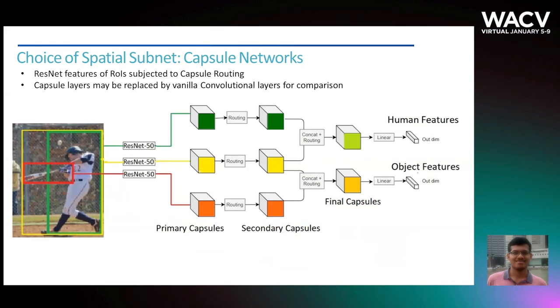The primary and secondary capsule layers generate capsules out of visual features obtained from the backbone module. We concatenate the capsule features from the global hull of the scene to human and object capsules. The concatenated features are then flattened and processed using a linear layer to get spatial embeddings for each node. We perform capsule routing using the variational Bayes algorithm.